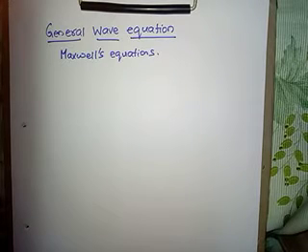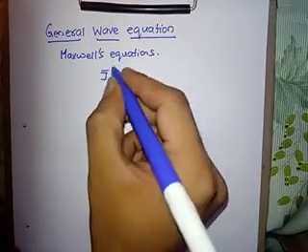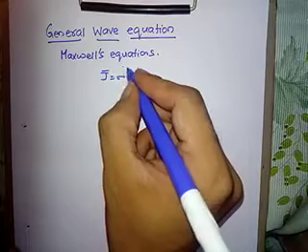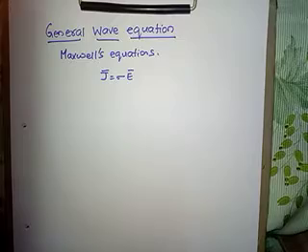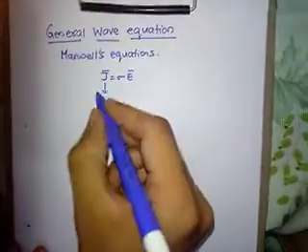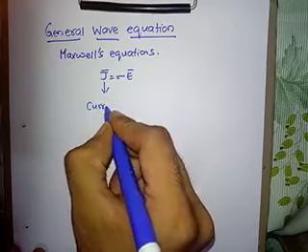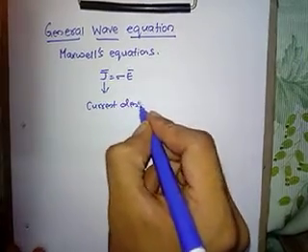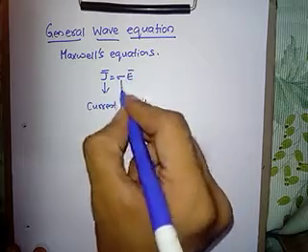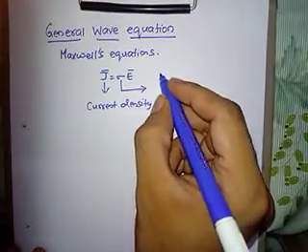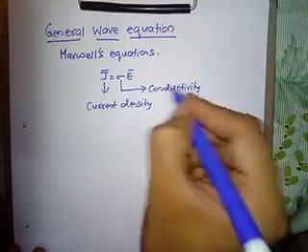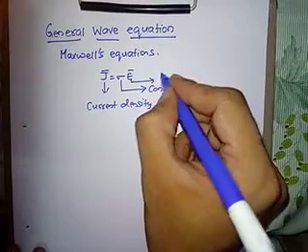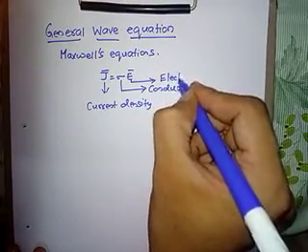For such a medium we have the Ohm's law given by J bar is equal to sigma E bar. This is the Ohm's law for such a medium, where J bar is the current density, sigma is the conductivity, and E bar is the electric field intensity.